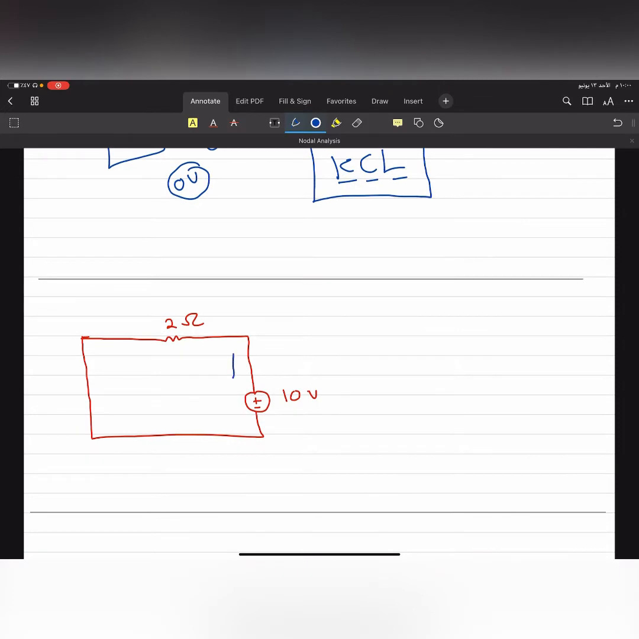If I ask you to find the current passing here, do you have to use nodal analysis? No, you don't, because a circuit like this is very simple. Using Ohm's law, the current is equal to 10 over 2, which is 5 amps. The voltage over the resistance will give you the current. So directly using Ohm's law, you can find the current.